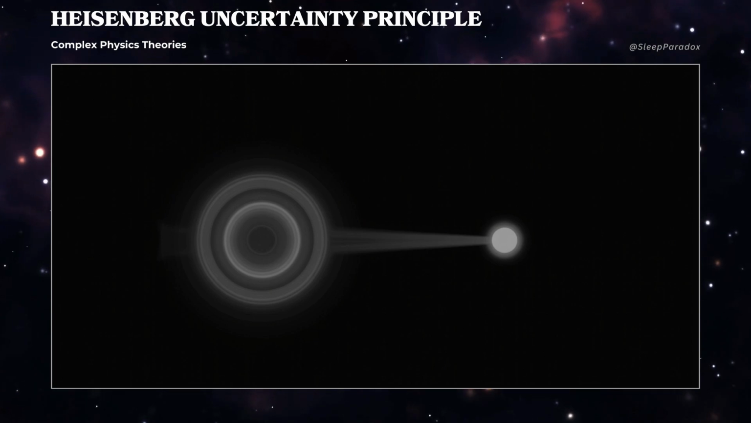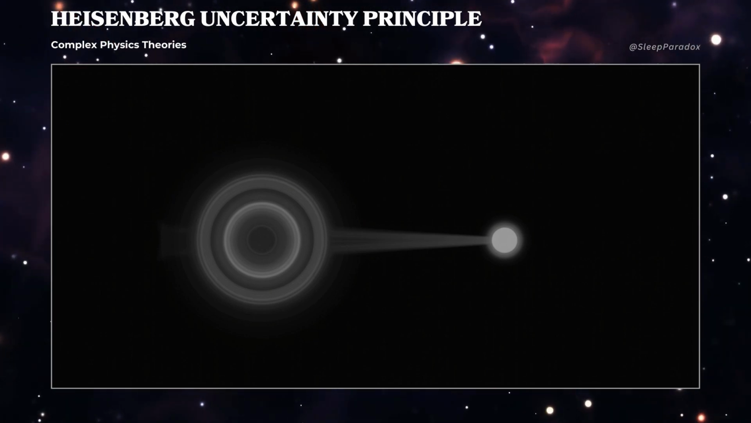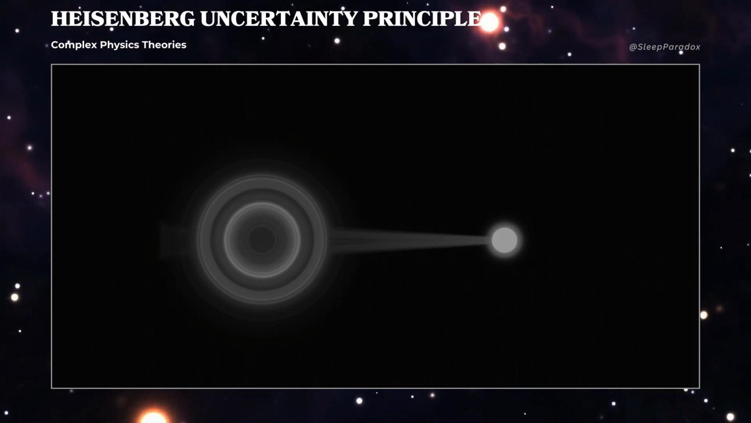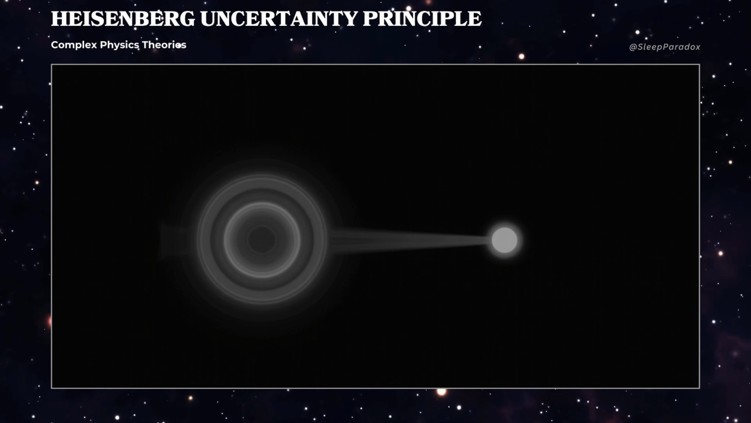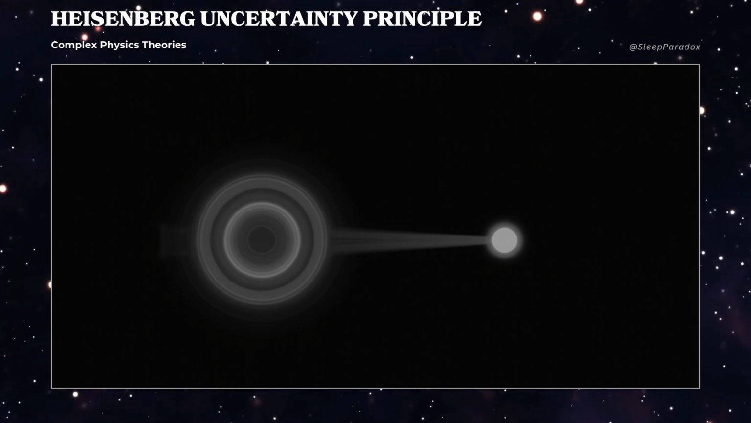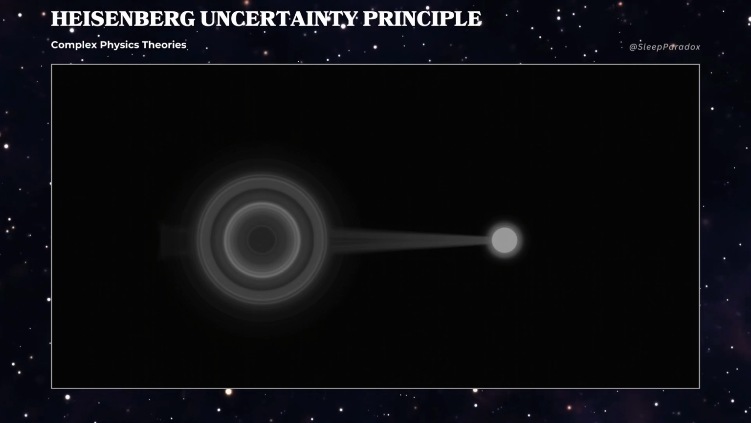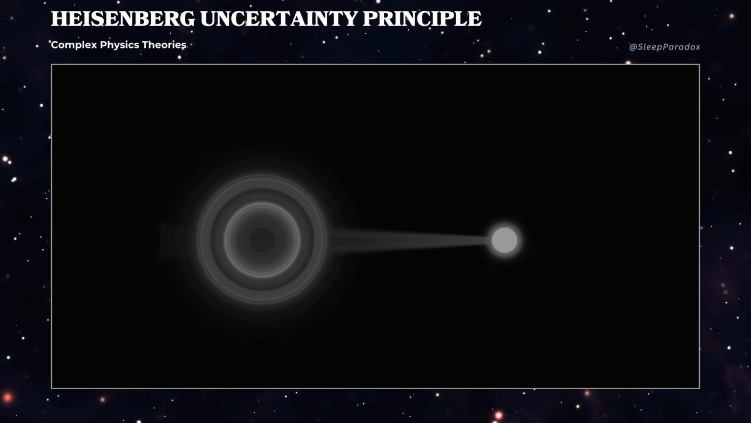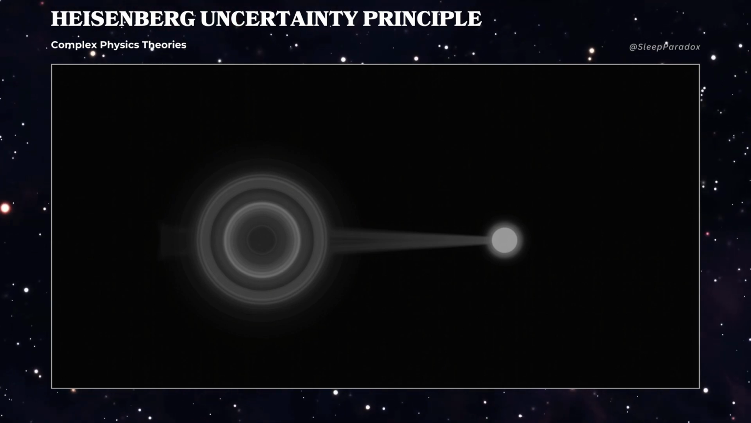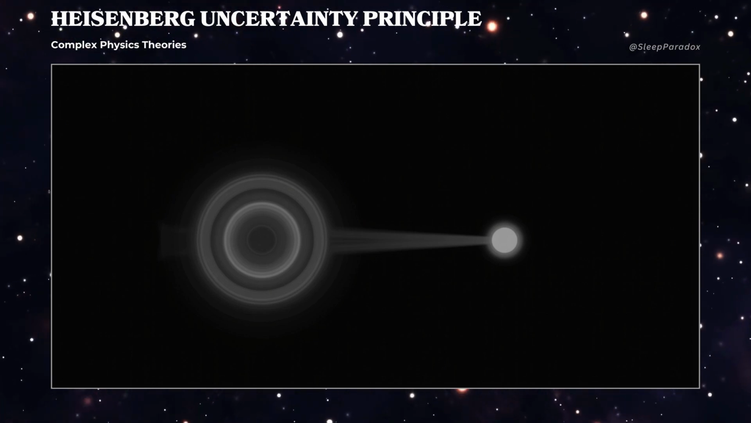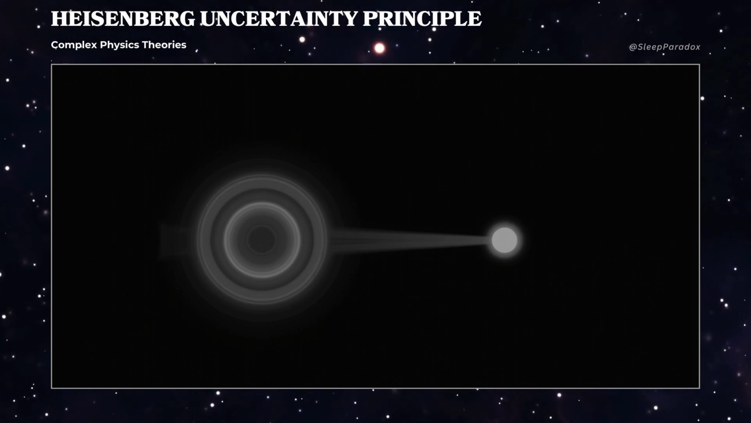To understand this more intuitively, imagine trying to photograph a tiny object in a dark room. You shine a beam of light on it to see it better. But light carries energy, and when you use shorter wavelengths to get a clearer picture, you also increase the energy of the photons you're using. These higher energy photons push the object around as you try to observe it, making its motion less certain. The more clearly you try to see where the object is, the more you disturb how it's moving. This is similar to how measurement affects quantum systems.